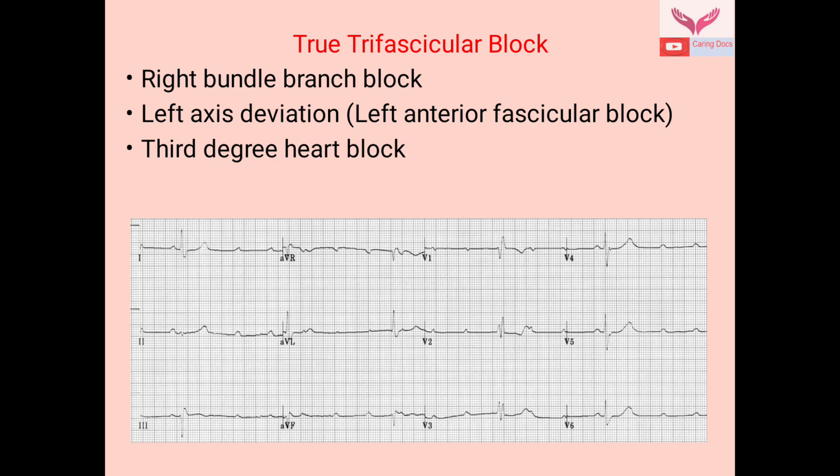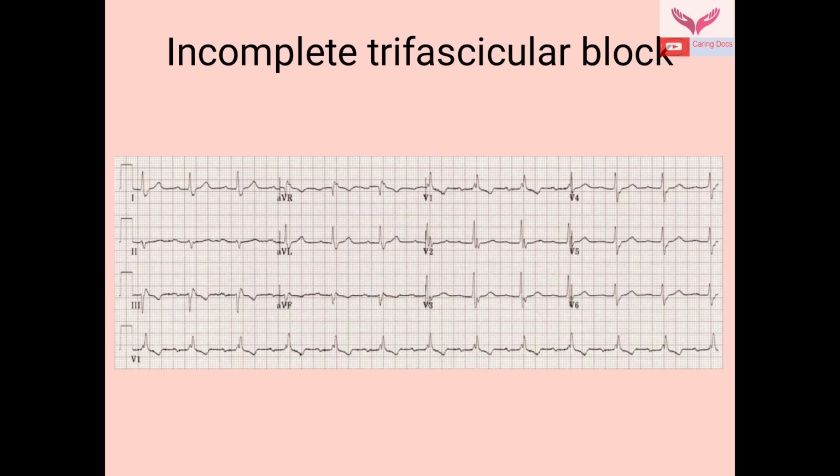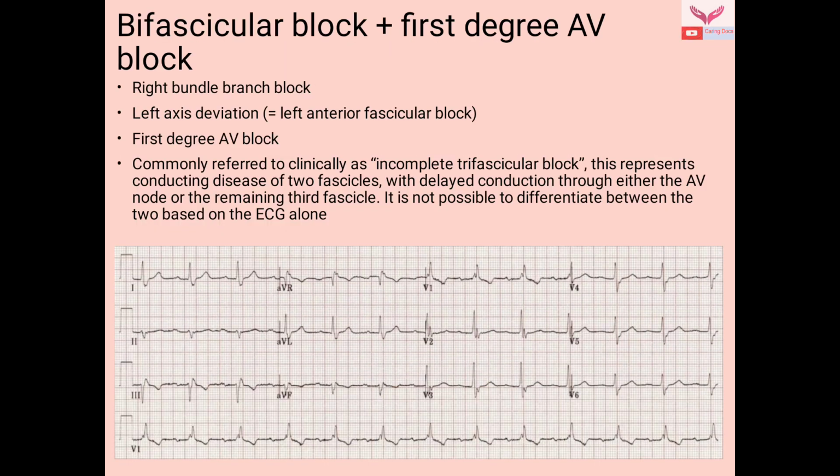In this ECG, we can see a true trifascicular block, that is right bundle branch block, left axis deviation, left anterior fascicular block, and third degree AV block. Incomplete trifascicular block is seen in this ECG.